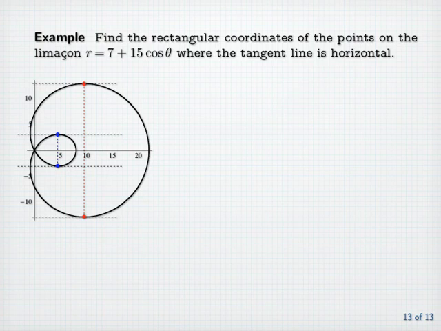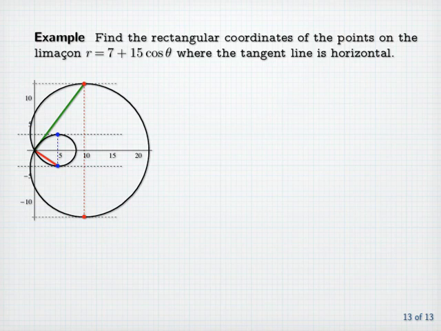The red point at the top of the limaçon will correspond to a first quadrant angle θ and a positive radius r. The red point at the bottom will correspond to a fourth quadrant angle θ and a positive radius r. The blue point at the bottom of the inner loop will correspond to a second quadrant angle θ and a negative radius r. The blue point at the top of the inner loop will correspond to a third quadrant angle θ and also a negative radius r.